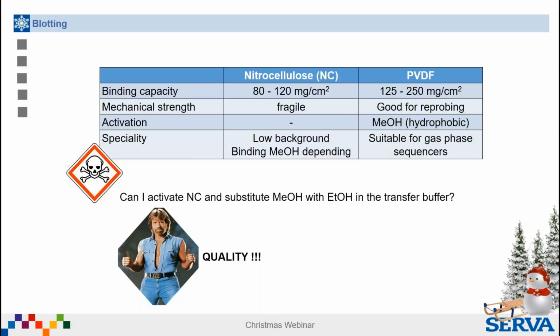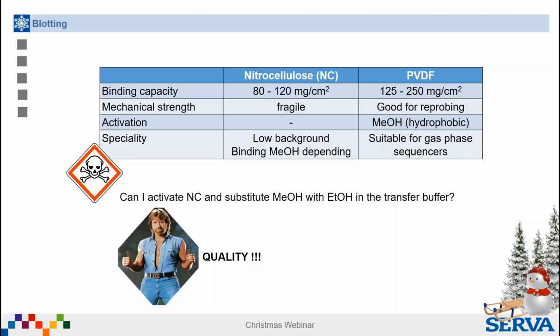the proteins are negatively charged. They get transported to the PVDF membrane, and there is nothing to hold on to because it's hydrophobic, so it does not work. So the problem is that methanol is toxic.